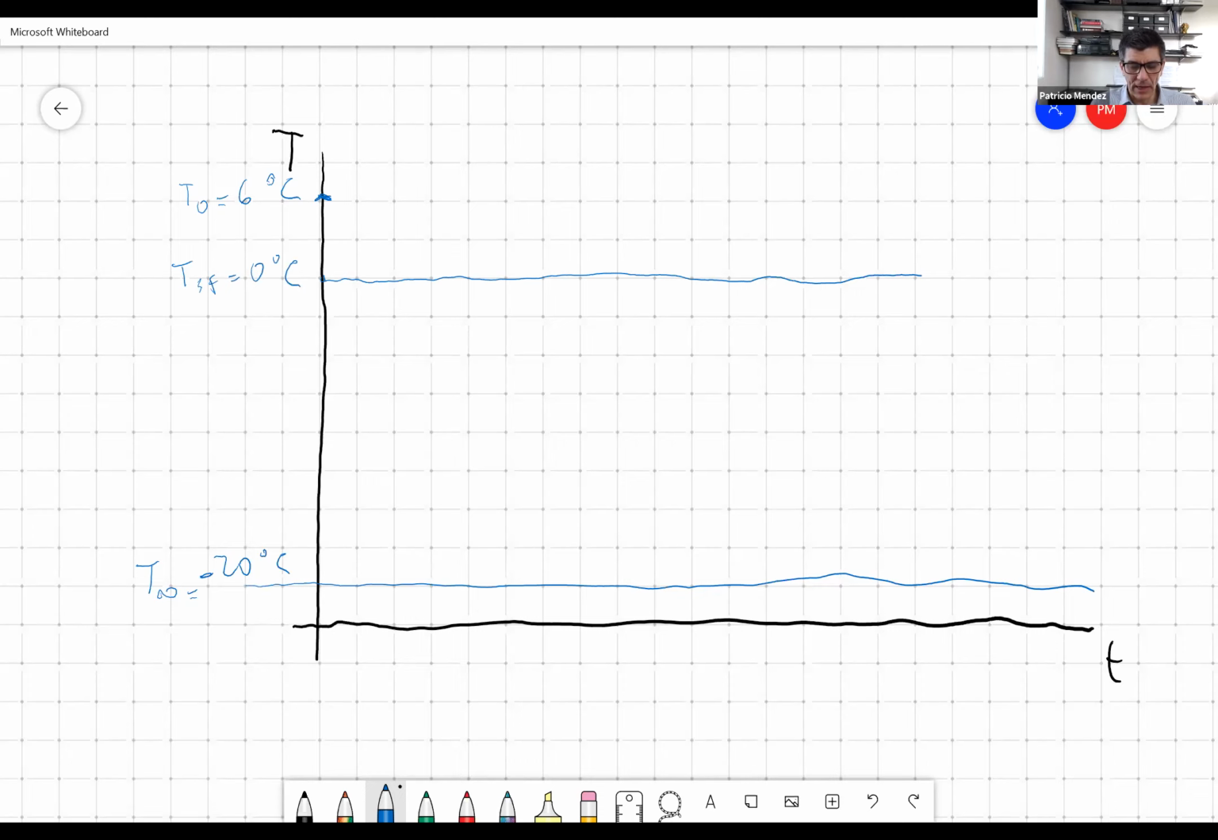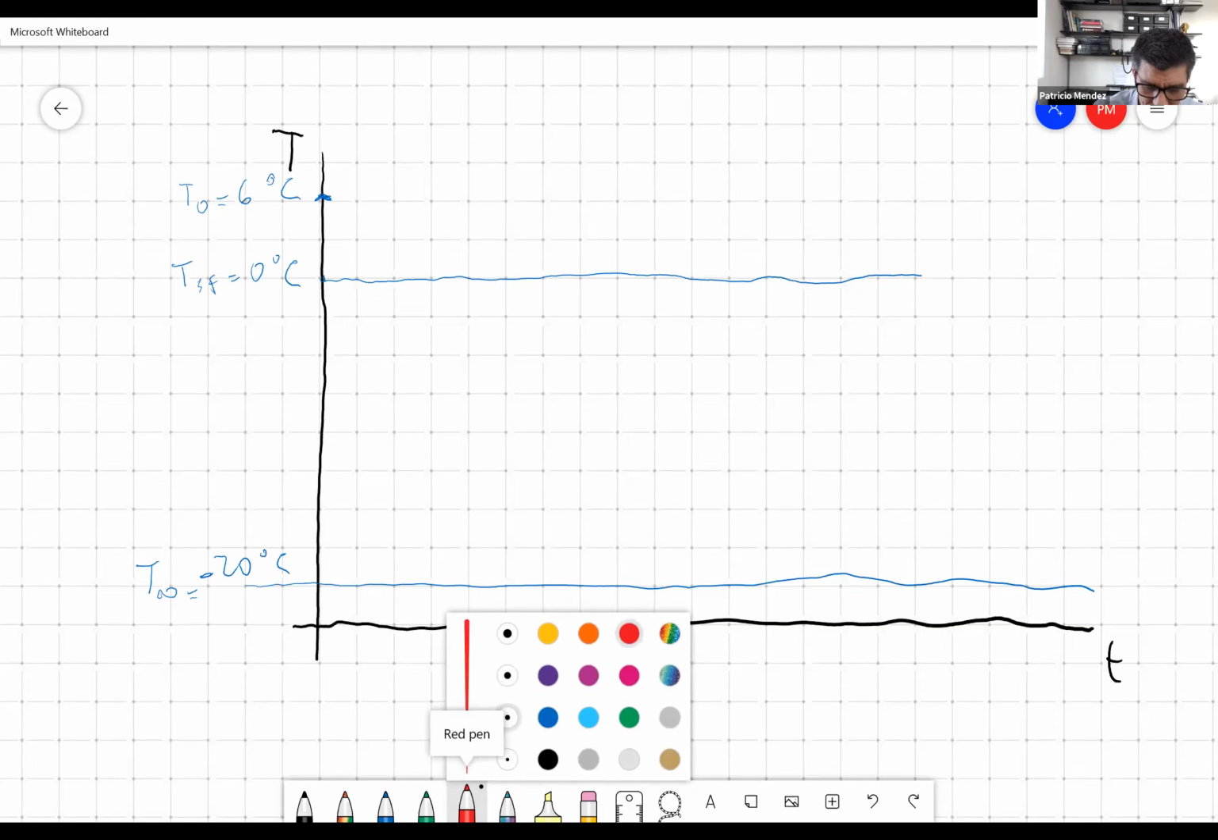All right, now I'm going to make the curve, what the curve would look like.